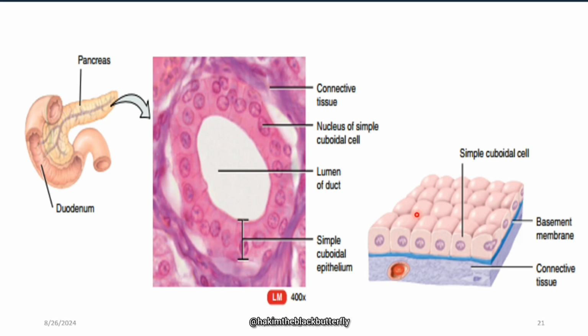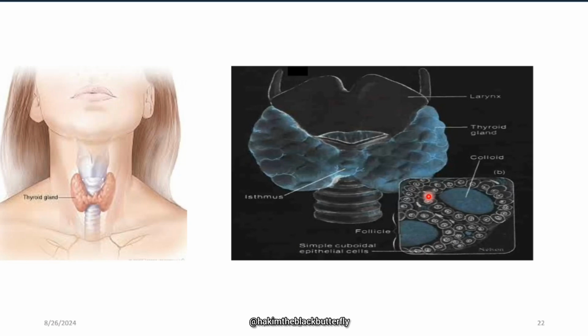Cells that can produce pancreatic products that are going to be part of the pancreatic juice, products like the enzymes and other components. Okay, so the pancreas will have the simple cuboidal epithelium. The thyroid gland will have the simple cuboidal epithelium that will help in producing thyroid hormones. Many parts of the body, all glands that you may think of, they are all lined by either simple or stratified cuboidal epithelium. Okay.